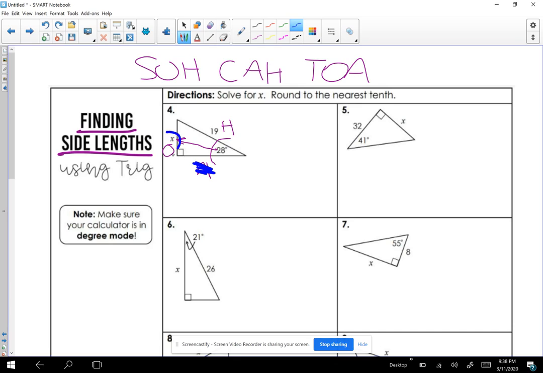What I do have some information for is the opposite and the hypotenuse. So even though it's a variable, I still know something about that opposite side. I know I want to find that opposite side, so I need to use it. And then I have a value, a number for my hypotenuse, which is 19. Now, O and H correspond to O and H in sine. So that's my hint that I'm using sine here.